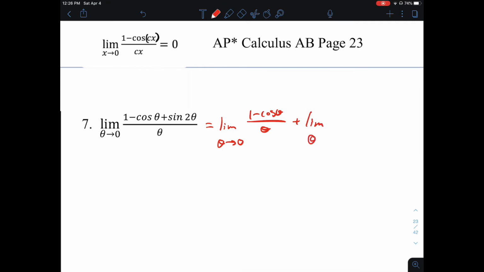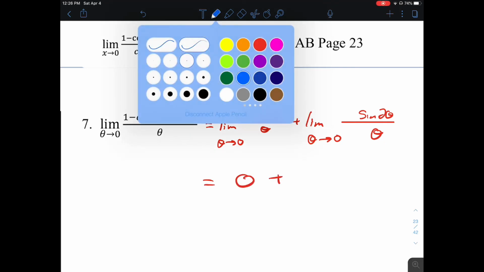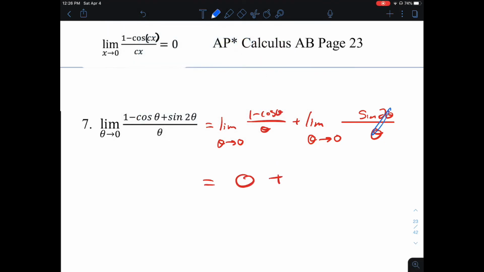And then we could add to that the limit as theta approaches 0 of sine of 2 theta over theta. We've just taken this fraction and separated it into two separate fractions. That's all we've done. Now this here, according to this, should be equal to 0. Same angle on top and bottom, and it's 1 minus cosine. So that's done.